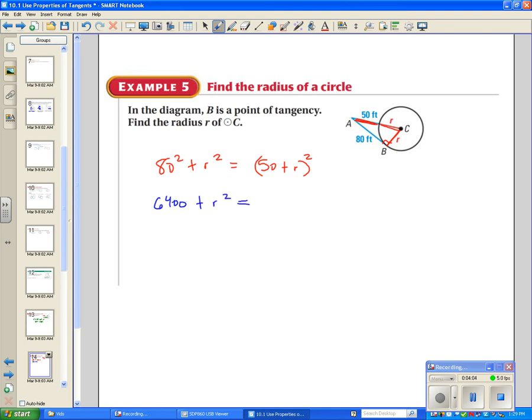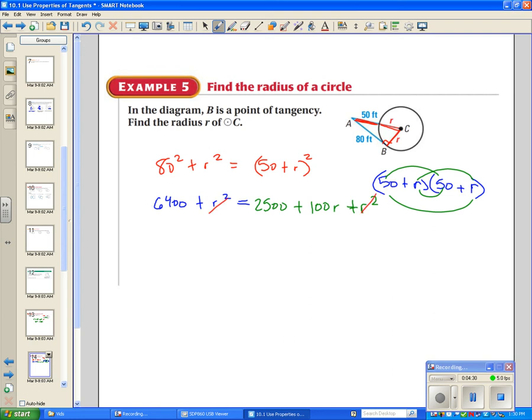I'm just going to FOIL this. If you remember foiling 50 plus R times 50 plus R. And we got, that's an R, and that's an R. First, outer, inner, last. 50 times 50 is 25 with 2 extra zeros. Plus 50R plus 50R is 100R. And R times R is R squared. Notice we have an R squared on both sides, so if we subtract them, boom, they go away.